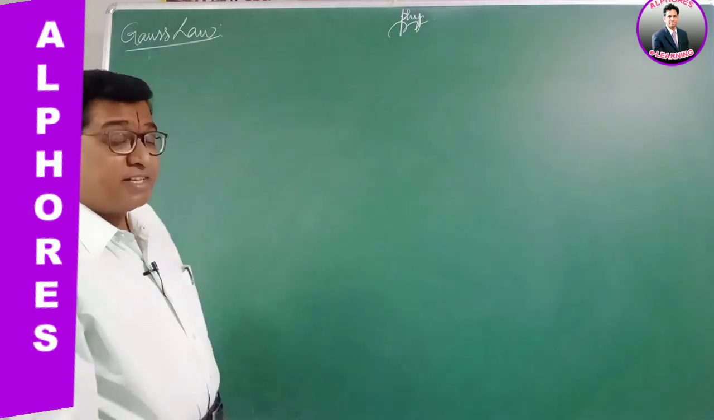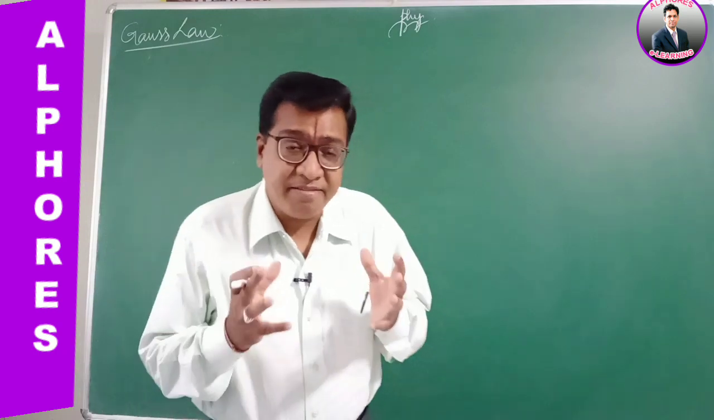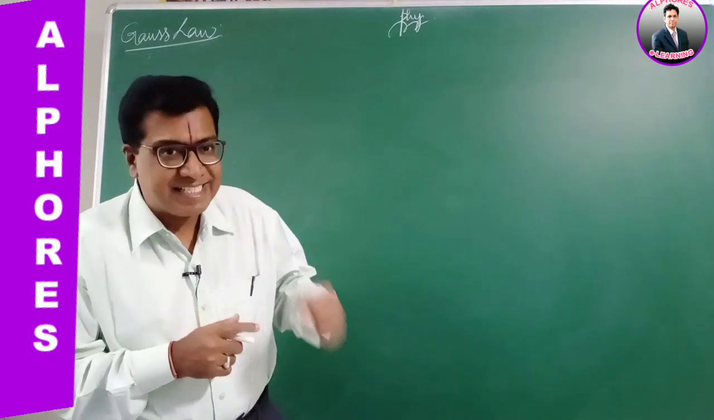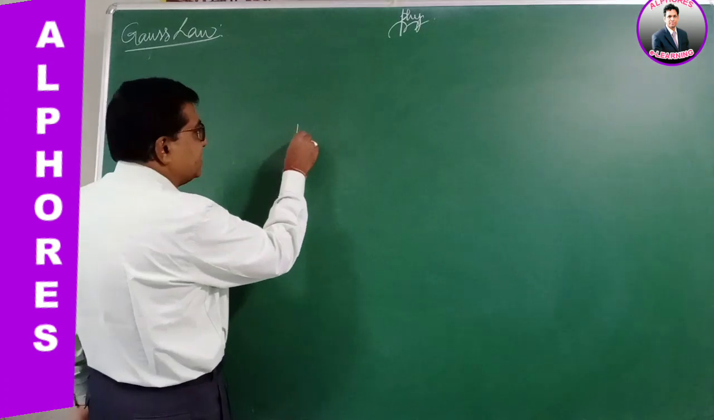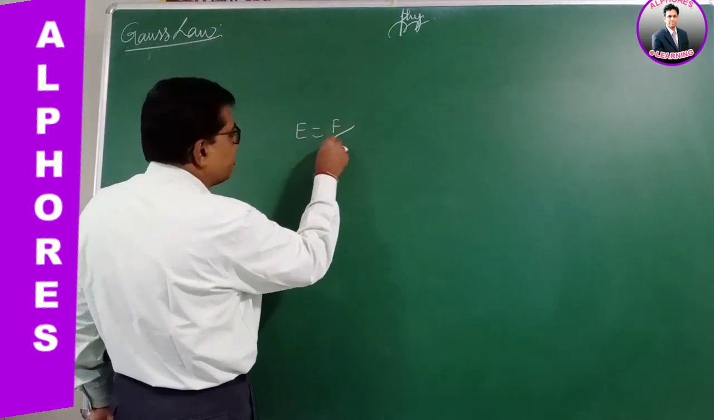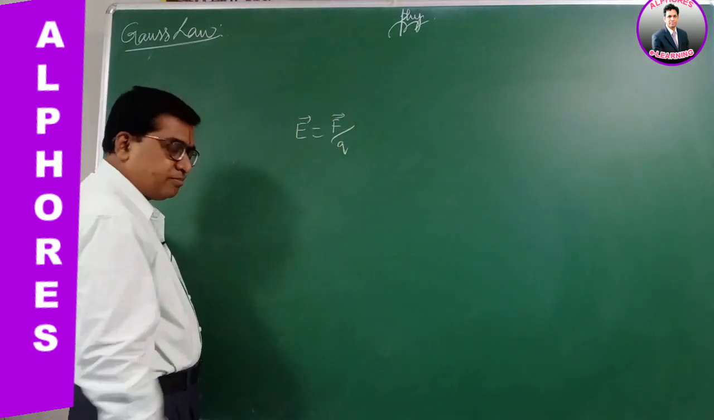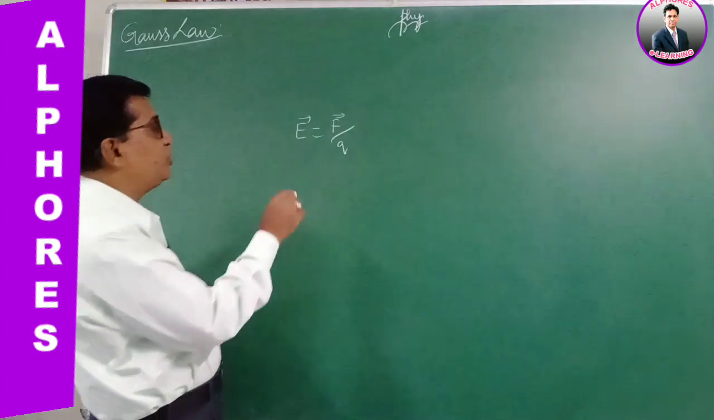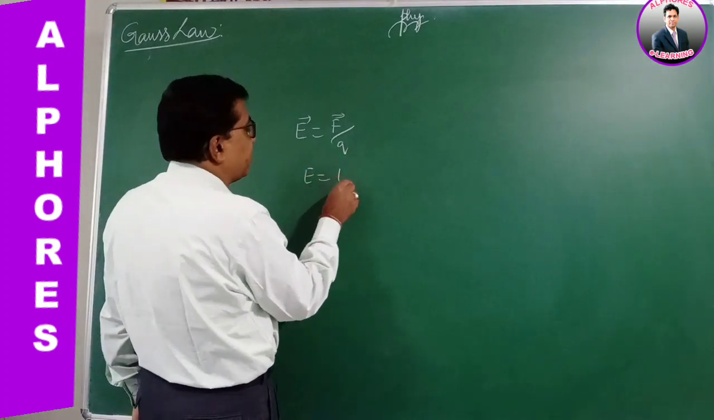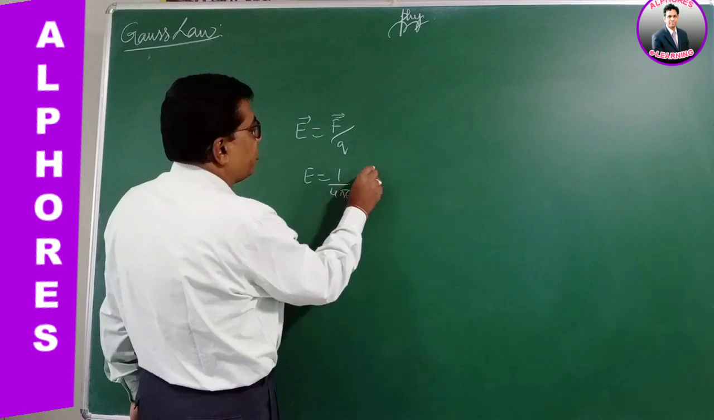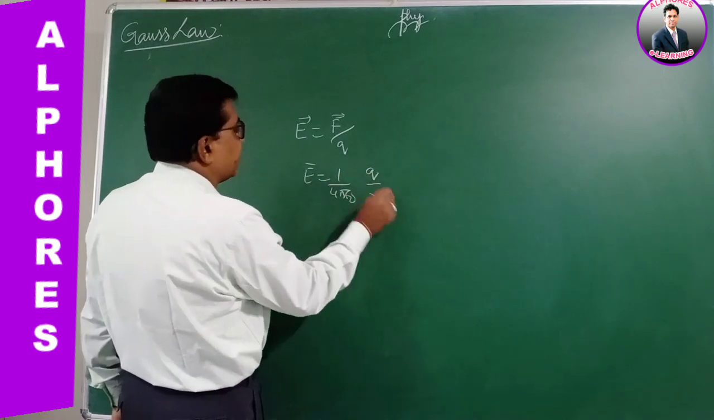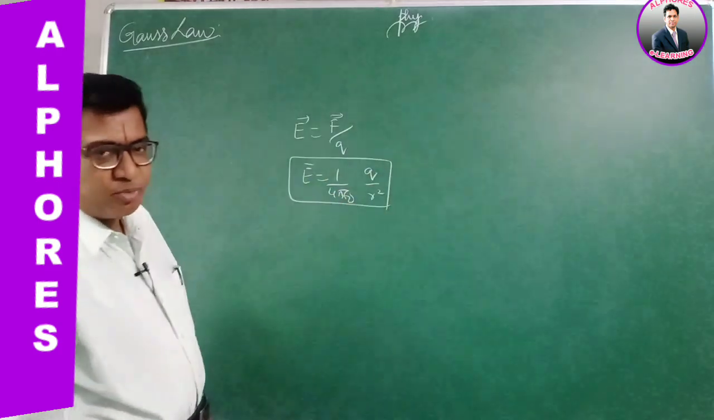And the electric field is a space. Every field has its own strength, intensity. The electric field intensity E is force per unit charge, F by Q. We have deduced the formula for the electric field due to a point charge: 1 by 4 pi epsilon naught, Q by R square.